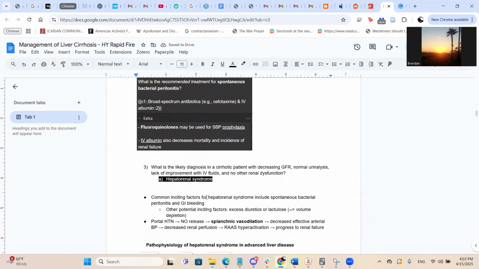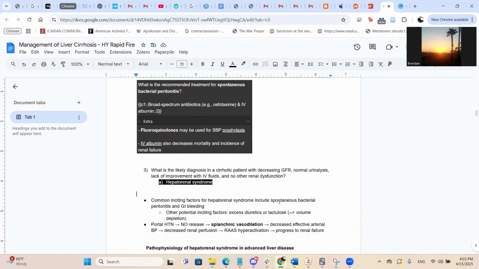So common inciting factors for hepatorenal syndrome include SBP and GI bleeding. Other potential inciting factors could be excess use of diuretics or lactulose, which can cause a volume depletion. And so the mechanism behind this is patients with cirrhosis, they're developing portal hypertension. And because of that, that's going to induce the release of nitric oxide in the surrounding area. And that causes vasodilation of the splanchnic blood vessels.